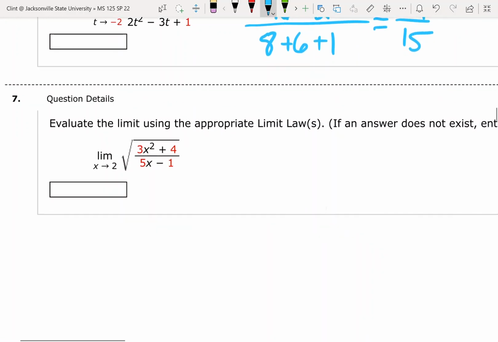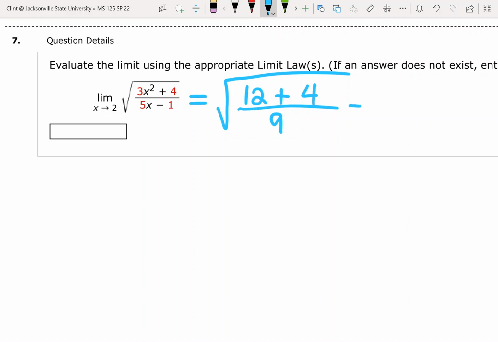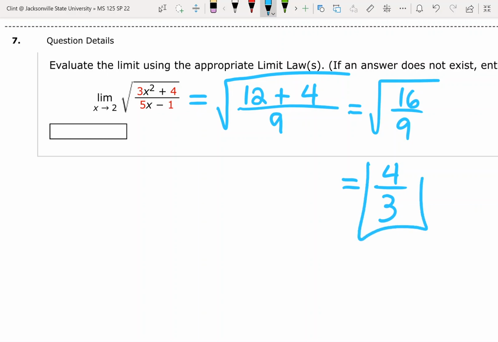Okay. Number 7. What's the first thing we should try on this one? Direct substitution. That's almost a trick question. That should be our first attempt. Okay. We're trying to approach 2 here. So let's see. 2 squared is 4. 4 times 3 is 12. On the bottom, we'll have 10 minus 1. So what do we get there? 16 over 9. And then if we simplify, yeah, 4 over 3.